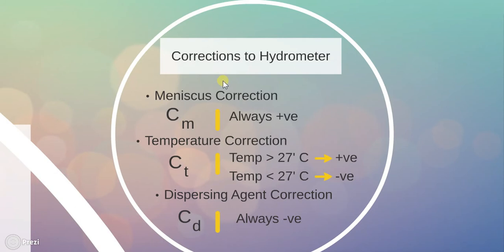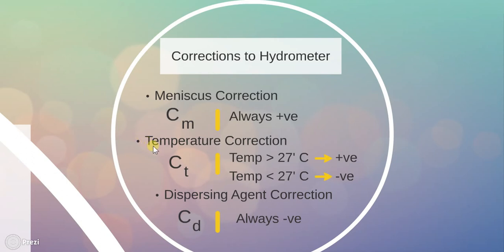First correction, meniscus correction, or Cm, which is always positive. Since the soil suspension is opaque, the hydrometer reading is taken at the top of the meniscus. So the meniscus correction is always positive. The meniscus correction is determined from the difference in height between the top and bottom of the meniscus by inserting the hydrometer into another jar containing clear water.